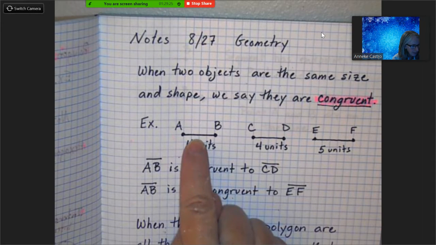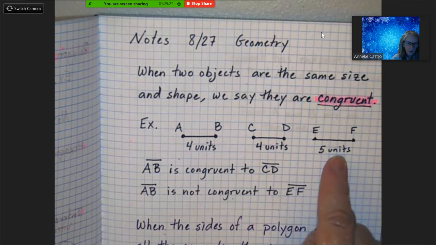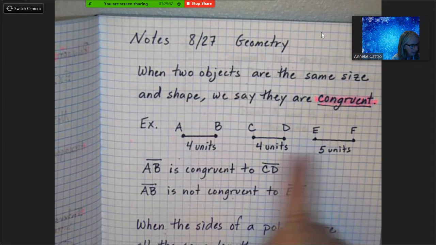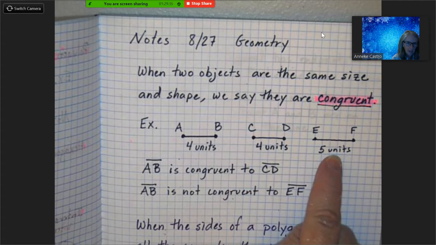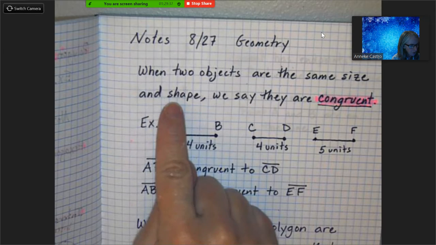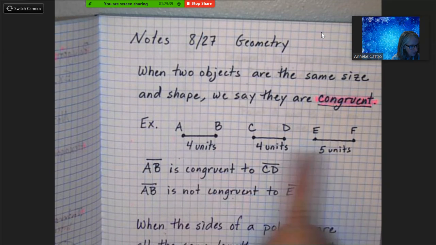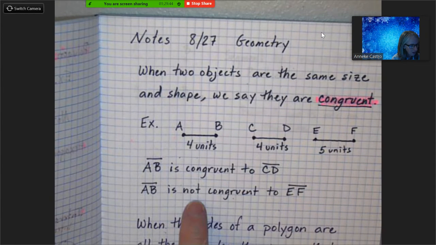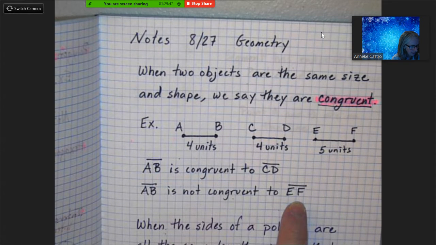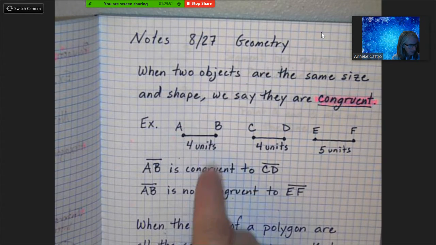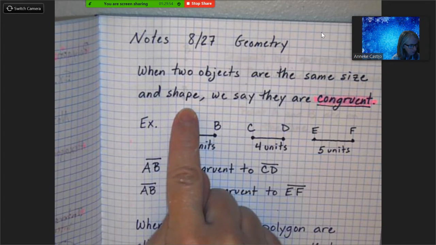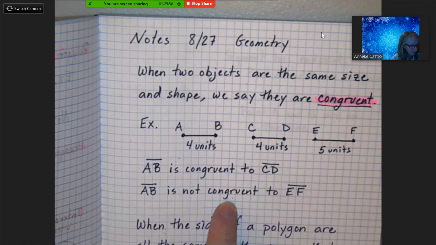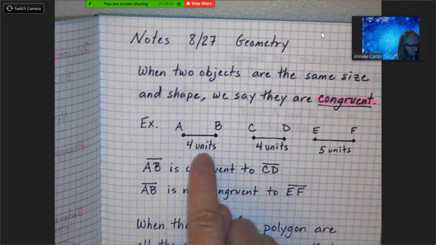Now, is AB congruent to EF? No, because they are different lengths. They're not the same size. They're the same shape, they're both segments, but they're not the same size. So AB is not congruent to EF. Okay, so congruent means same size and shape, not congruent if they're different sizes.